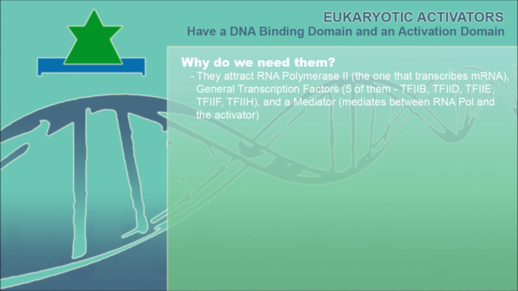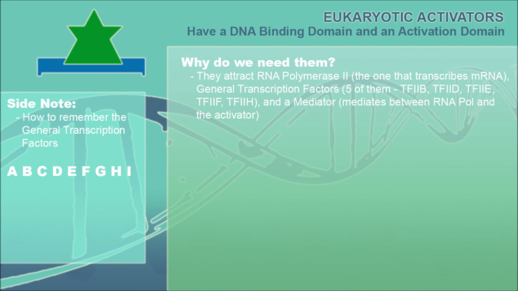They attract RNA polymerase II, the one that transcribes mRNA, and general transcription factors, 5 of them: TFIIB, TFIID, TFIIE, TFIIF, and TFIIH. The mediator mediates between RNA polymerase and the activator. Here's an easy way to remember the general transcription factors, by the way. Also, remember that prokaryotes only have sigma factor as a transcription initiation factor helping RNA polymerase bind to gene promoters.